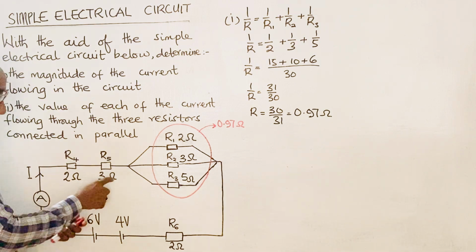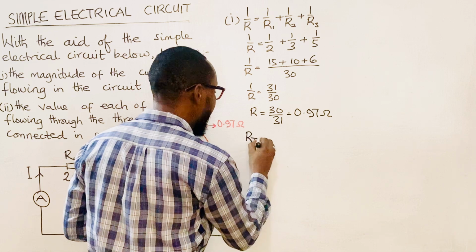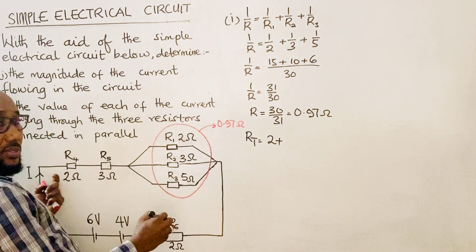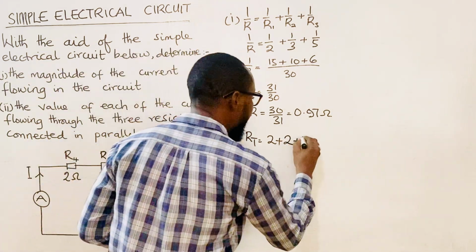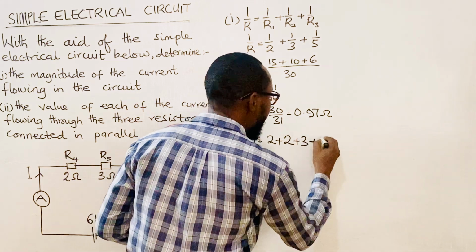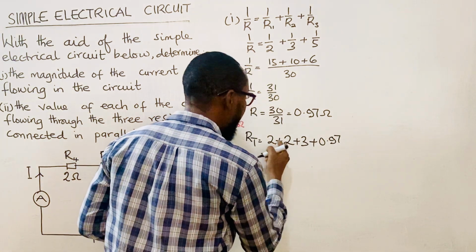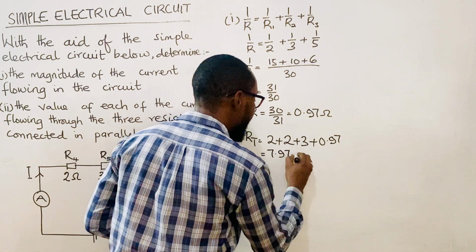and then with this 3 ohm. Okay. So my total resistance in the circuit RT now becomes my 2 ohms here plus the 2 ohms there, right? Okay. Plus my 3 ohms plus 0.97 ohms. So what does that give me? 2 plus 2, 4, 7. So I have 7.97, right? Okay.